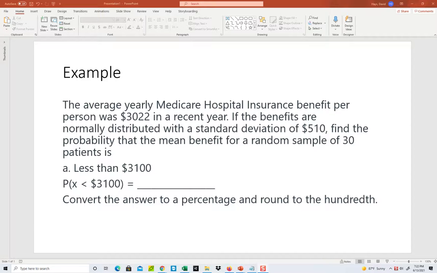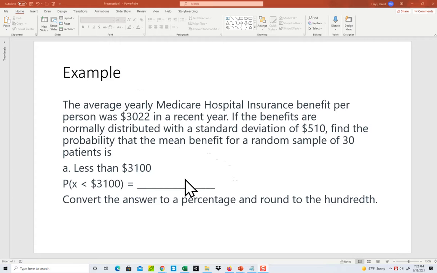Okay, let's take a look over at this problem. The average yearly Medicare hospital insurance benefit per person was 3,022 in a recent year. If the benefits are normally distributed with a standard deviation of 510, find the probability that the mean benefit for a random sample of 30 patients is less than 3,100.